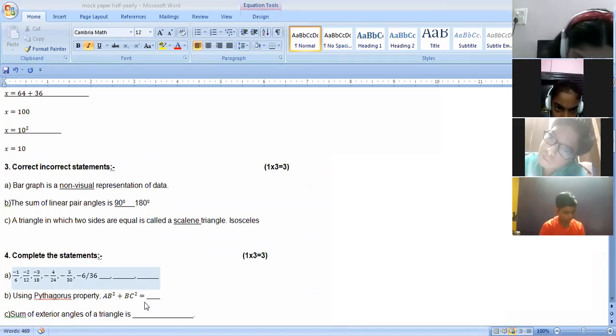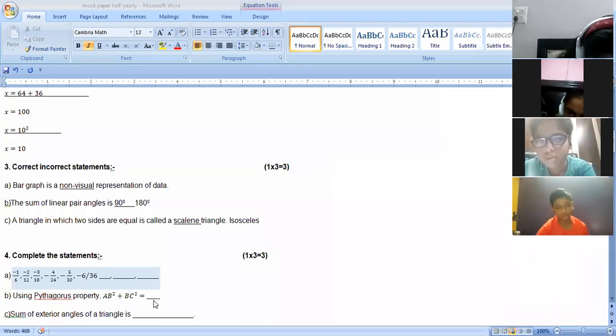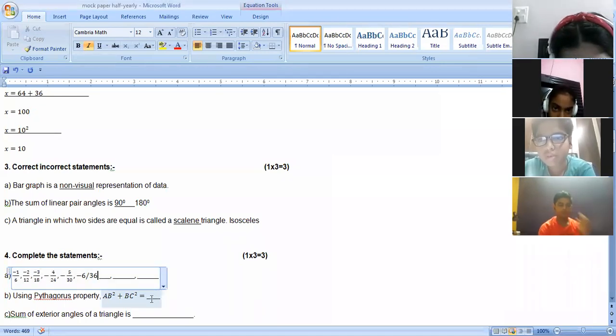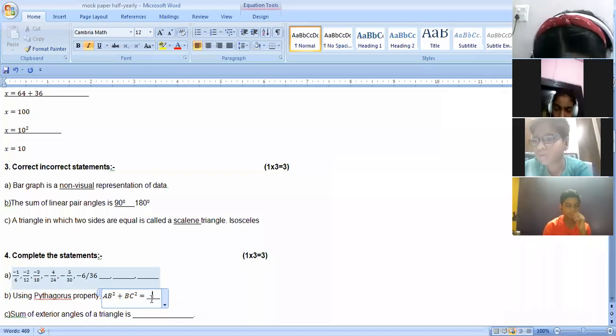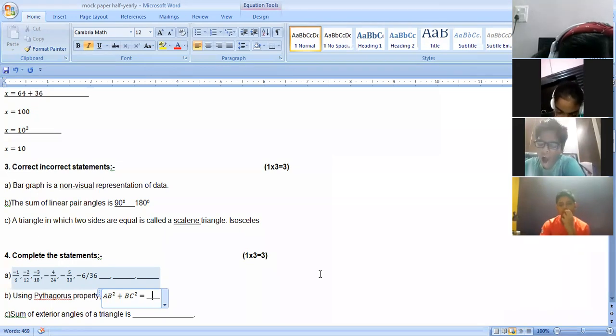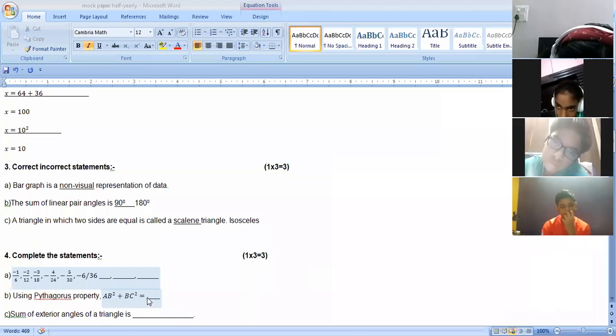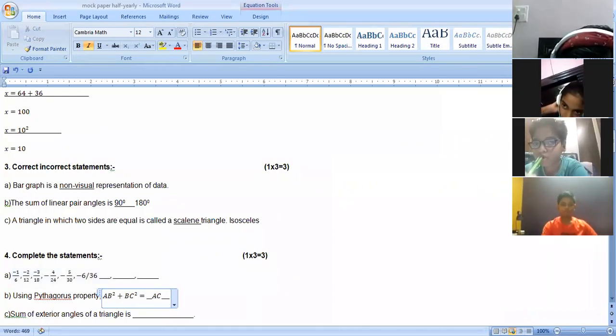Using Pythagoras property, AB square plus BC square will be equal to, yes, Vansh Sharma, you're right here. When you draw a rough diagram of a Pythagoras triangle, the sum of two sides is always greater than the third side, that is h square is equal to b square plus p square. This is the formula of Pythagoras theorem. So here b square plus p square is given. You have to write h square. That is CA square or AC square. That means the same thing.